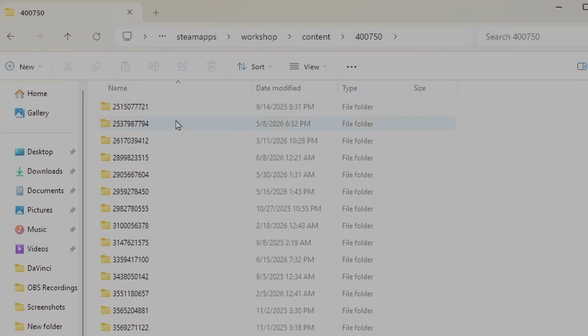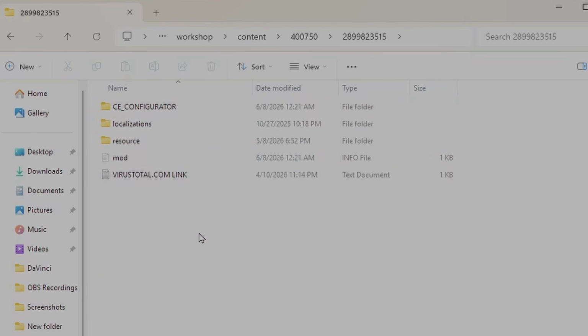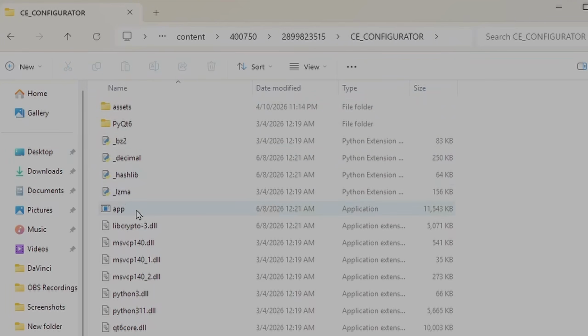So now we have the list of essentially all the mods that we have installed on Steam. I think we're looking for 515, the last one. Yeah, this should be it, I think. And once you enter, you can see Configurator. You go into the app, you double click, and you should be able to open it up.